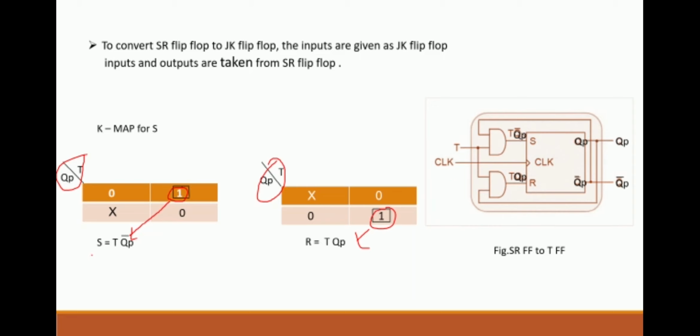In this expression, S is equal to T into QP bar. So we form the AND of this T and this QP bar and connect it to S. In this expression, R is equal to T into QP. So we make the AND of this T and this QP and connect it directly to R.